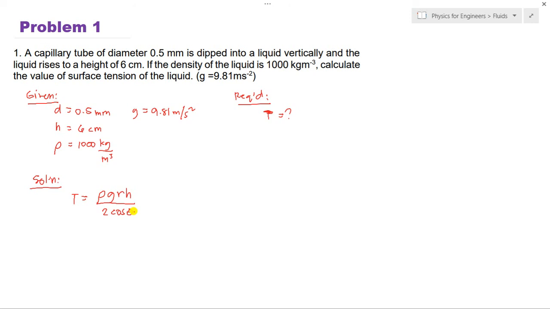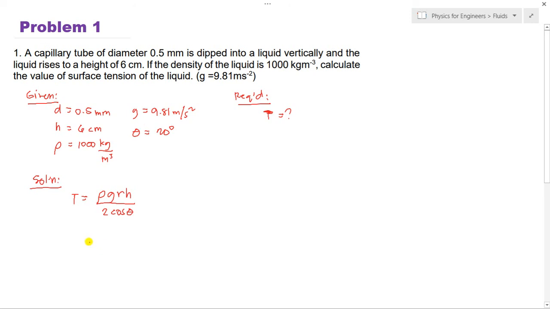So in this case, I'm going to assume the angle, I think I forgot that part. So we're going to write theta is equal to 20 degrees. Okay, 20 degrees.